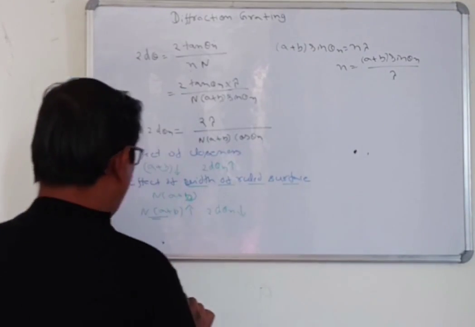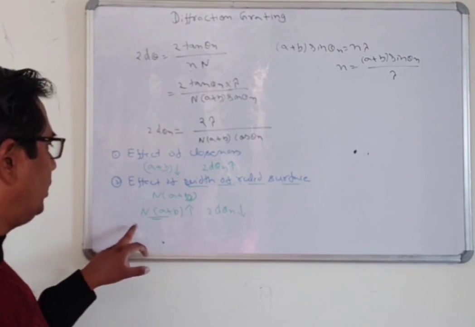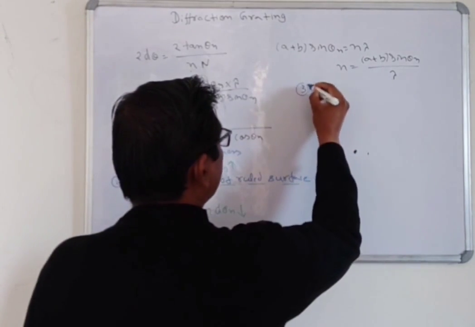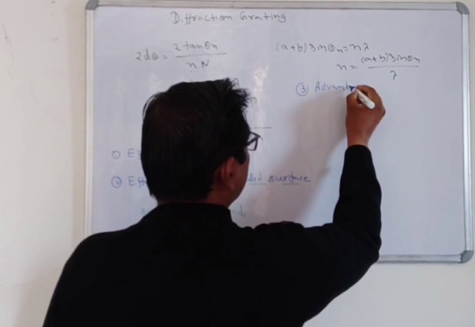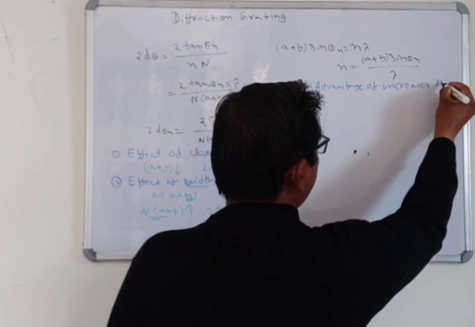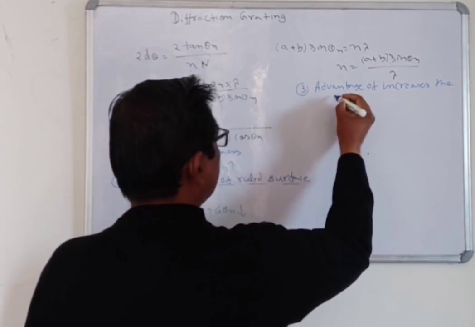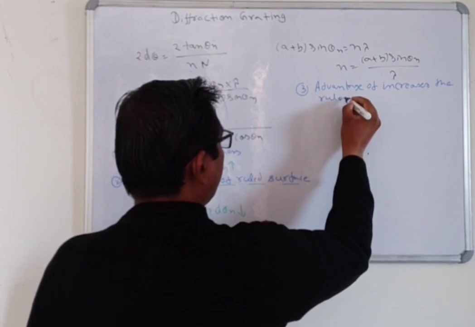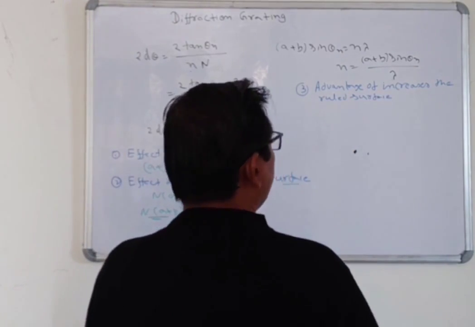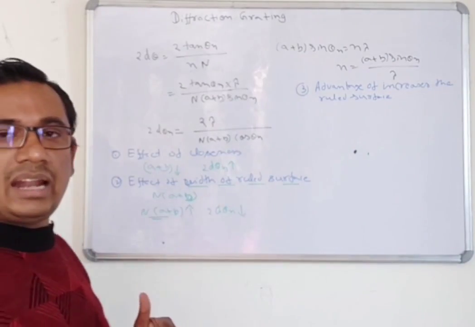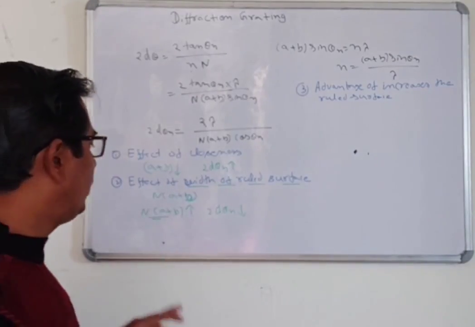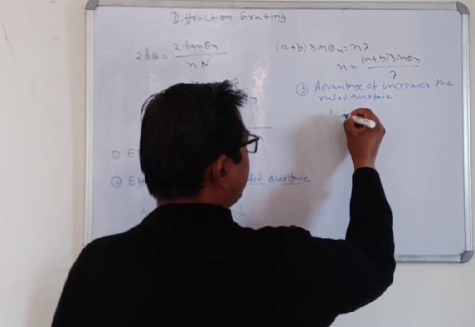Okay. Now, what is the advantage of this? The third point is the advantage of increasing the ruled surface. It means that the number of lines in a grating increases. You will see what will happen when N increases.